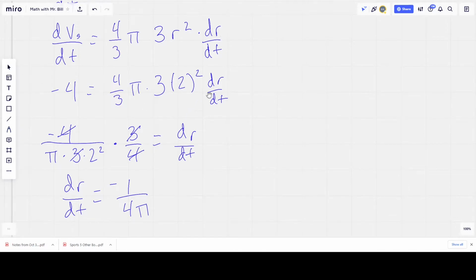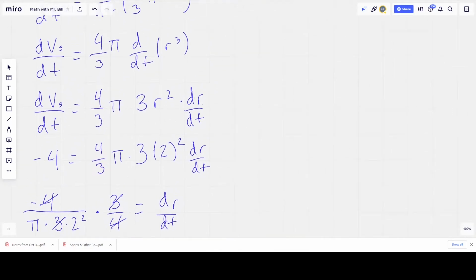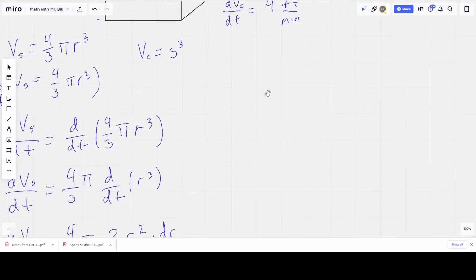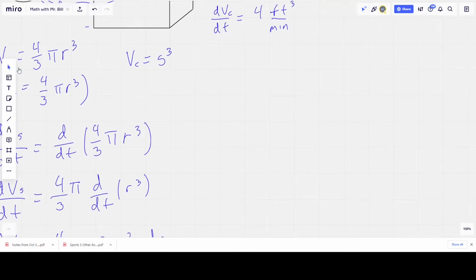Okay, may or may not be useful. Or it will be useful, but unless we look through the entire problem, it may not be quite so clear as to what we're going to be able to do with it. But we do have it now. Let's go back up and let's do the same thing with the volume of the cube.